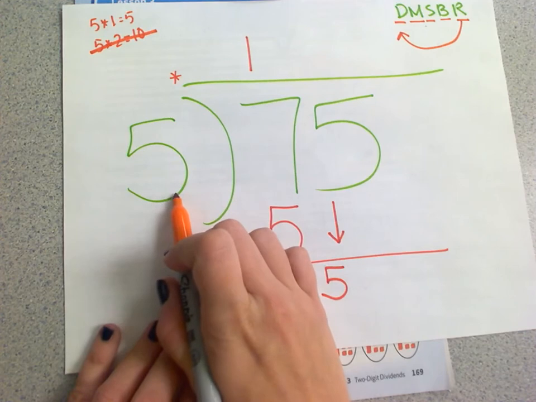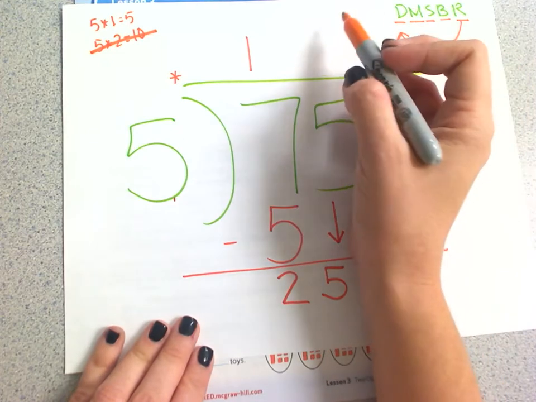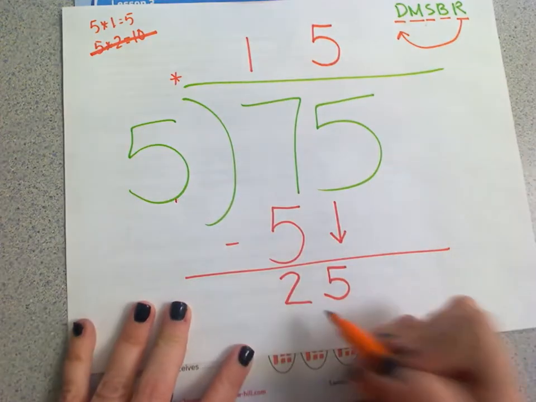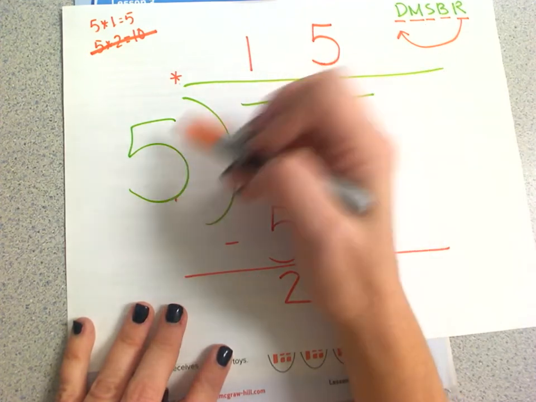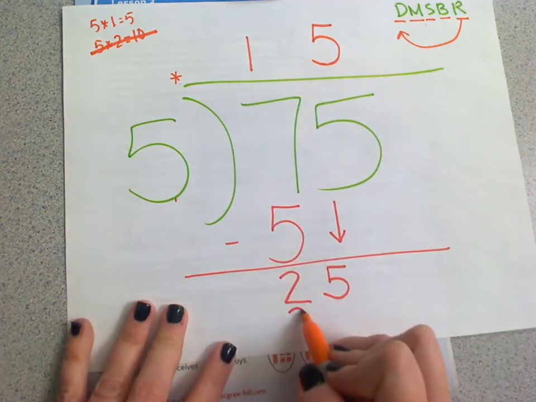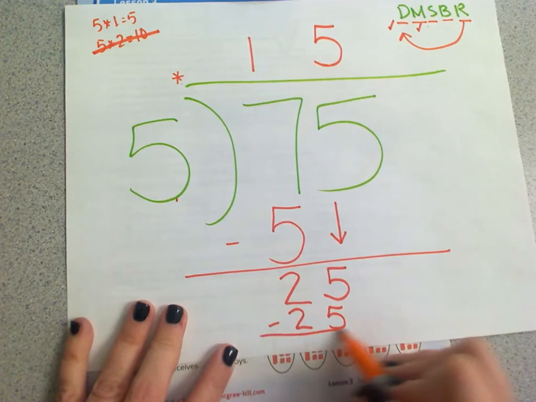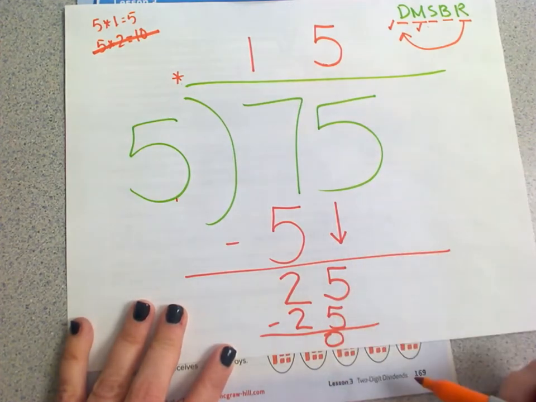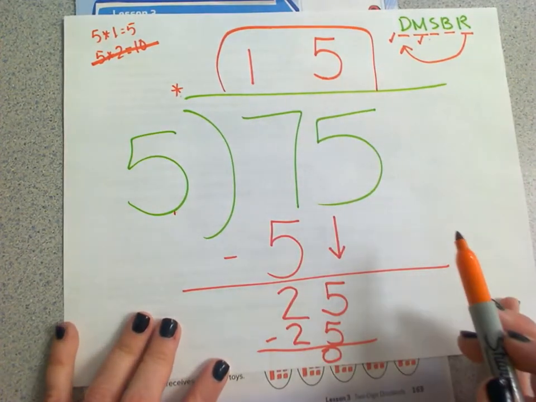How many times does 5 go into 25? If you know your multiplication facts, you know that 5 goes into 25 perfectly. 5 times 5 equals 25. So here we go, we multiply 5 times 5, whatever I put on the house, I'm going to multiply. 5 times 5 equals 25. Next step, subtract. 25 take away 25 is 0. If I have a 0 down here and I have nothing left to bring down, then that's my quotient. 15, I'm done. 15 is my quotient.